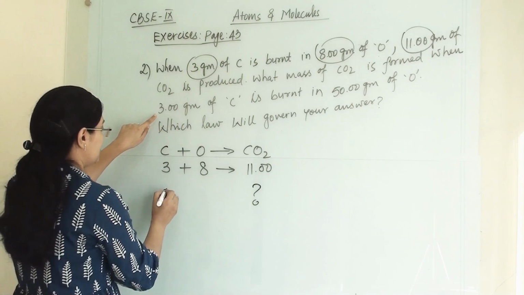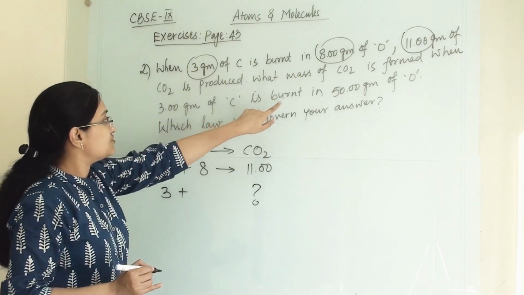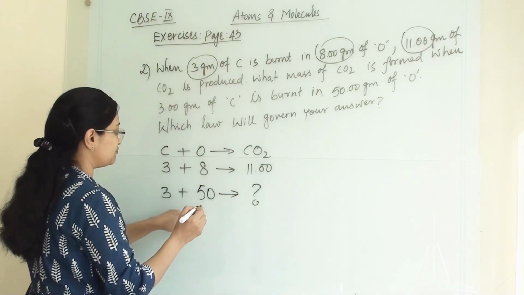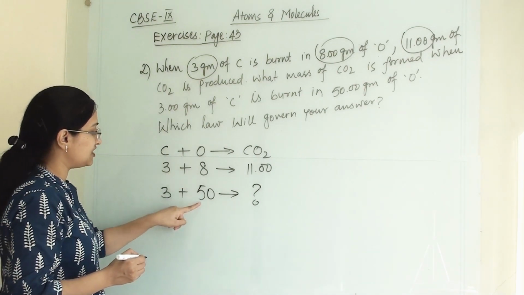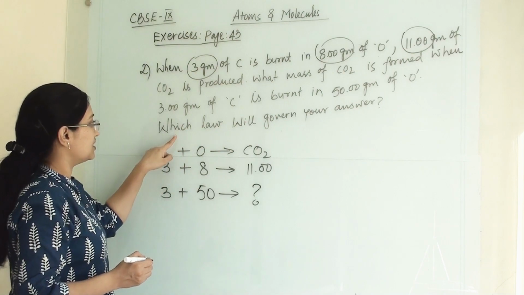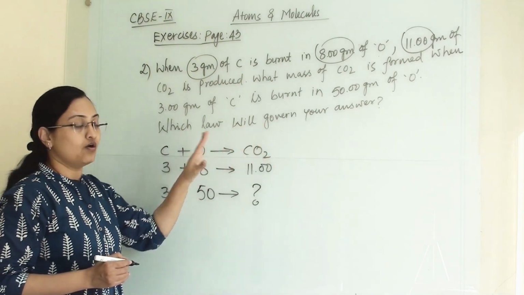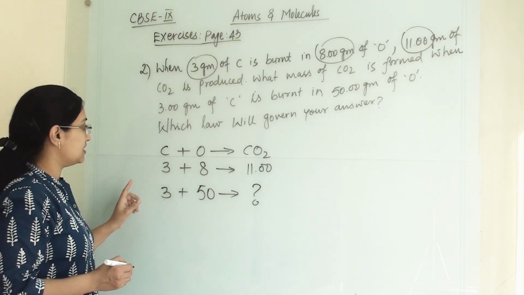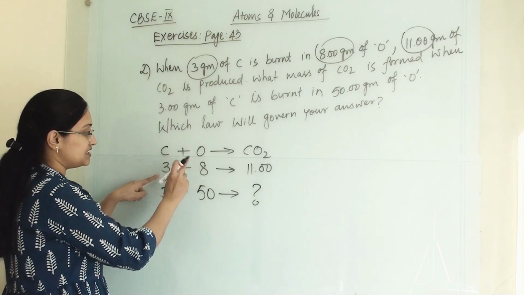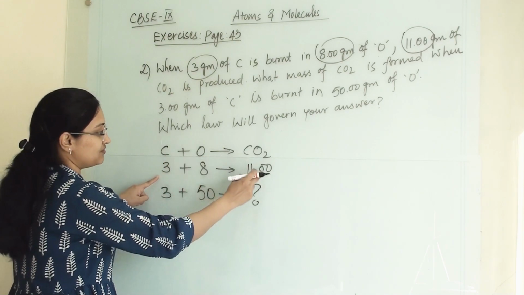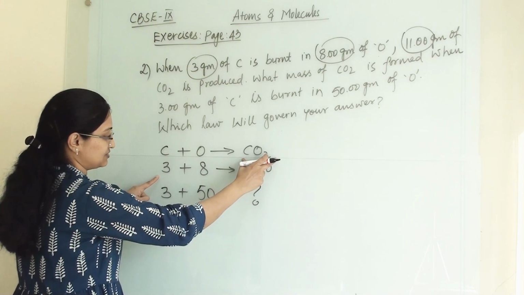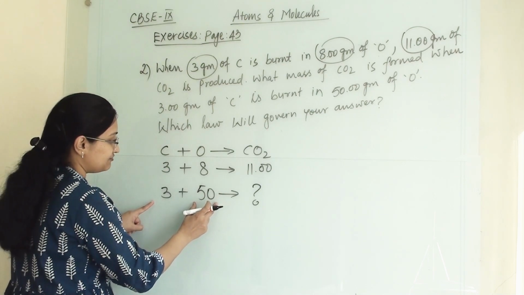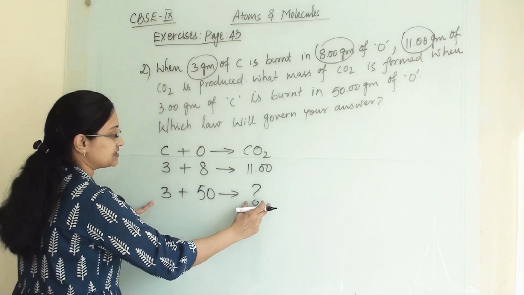So this we have to find out in the second situation. When 3 gram of carbon is burnt in 50 gram of oxygen. The carbon remains the same and we have made the oxygen 50. And which law will govern your answer? So here 3 gram of carbon is reacting with 8 gram of oxygen and we get 11 gram of carbon dioxide. Now, if we are taking 3 gram of carbon and 50 gram of oxygen, then how much carbon dioxide will be produced?